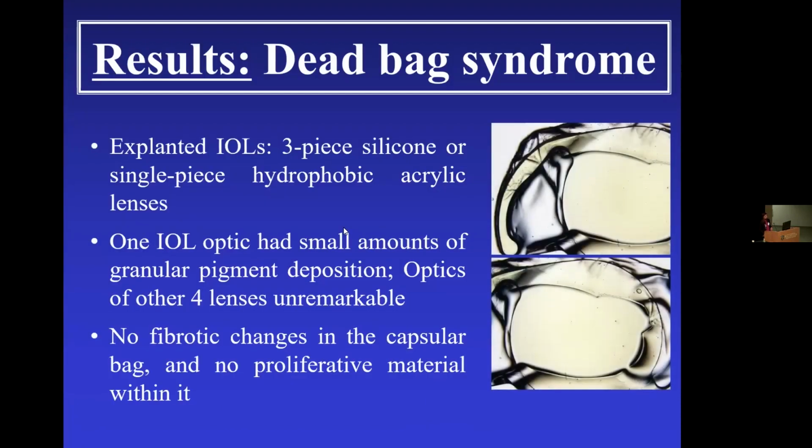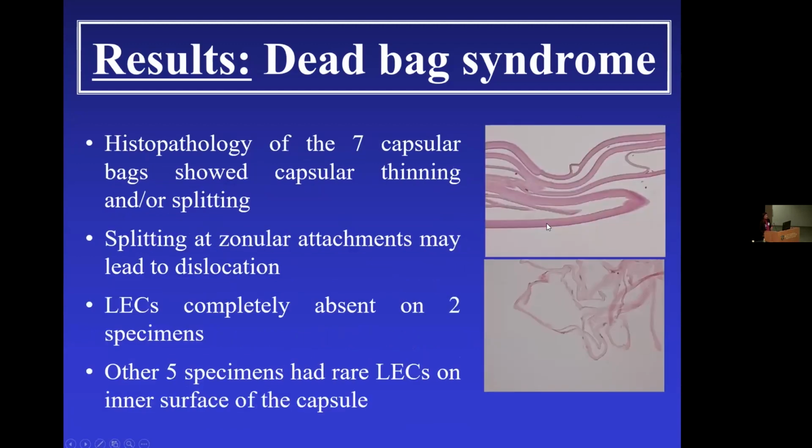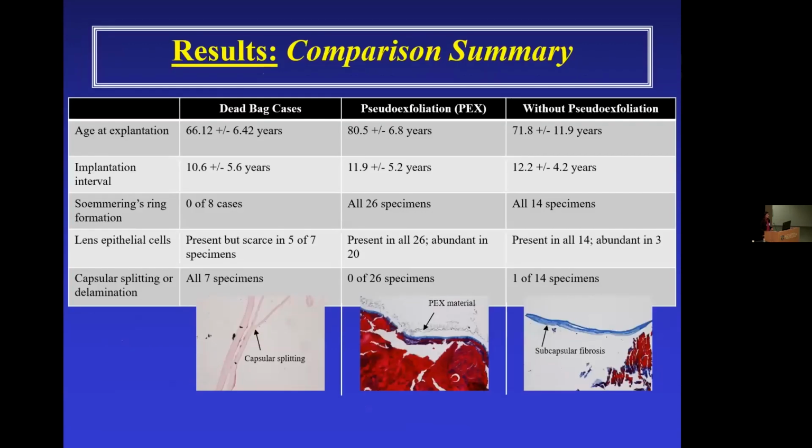There was nothing really special about the IOLs in these cases, so we do not believe this is related to any material or any design. Look how clear this is, no fibrotic changes, no Soemmering's ring. However, the capsular bag itself was showing many areas of splitting or delamination. As you can imagine, if this occurs at the zonular attachments, this is going to lead to dislocation. And there were almost no lens epithelial cells, or very rare lens epithelial cells, in these specimens.